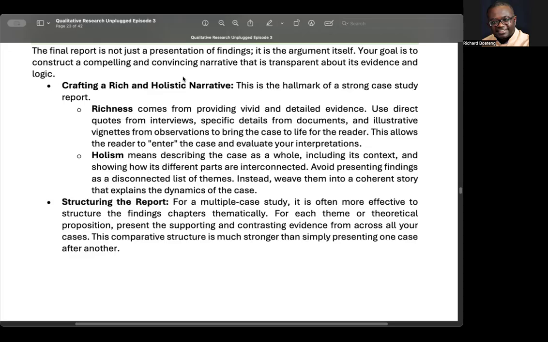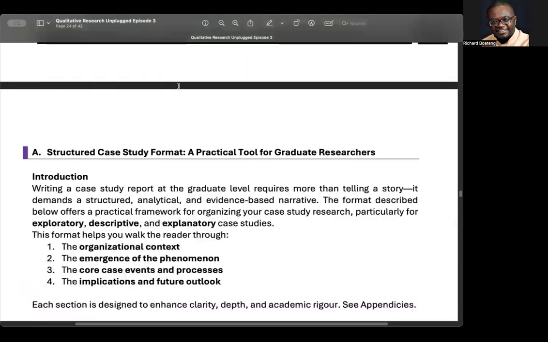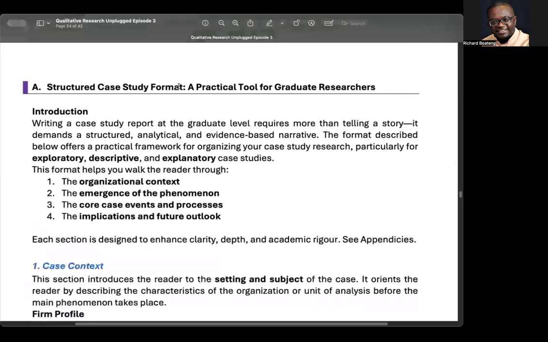Okay. Now, the guide introduces a really practical tool, the structured case study format. What's the purpose of this specific format, particularly thinking about our doctoral student audience at UGBS? This format is designed to provide a clear, logical, and analytical framework for organizing and presenting case study research, especially helpful for exploratory, descriptive, and explanatory studies.